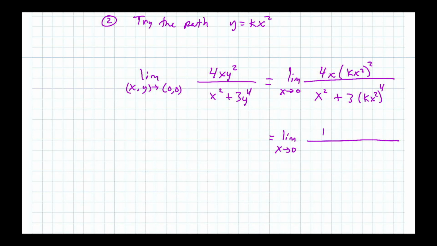So in the numerator, you have 4x times k squared x to the fourth. In the denominator, x squared plus 3 times (kx squared) to the fourth, which will be k to the fourth times x to the 8th, since x squared to the 4th is going to be x to the 8th. All right.